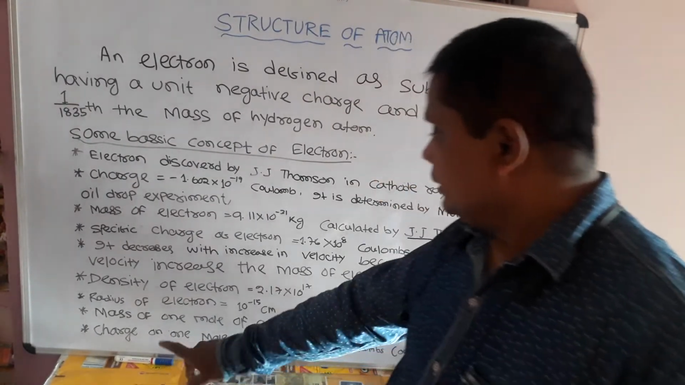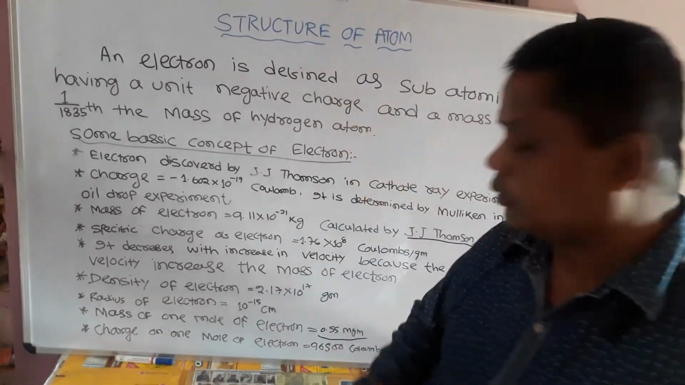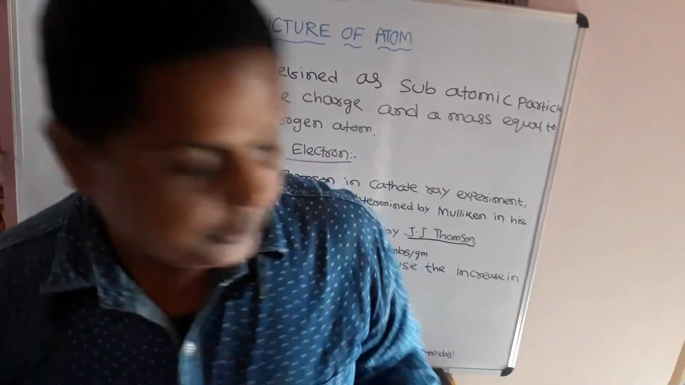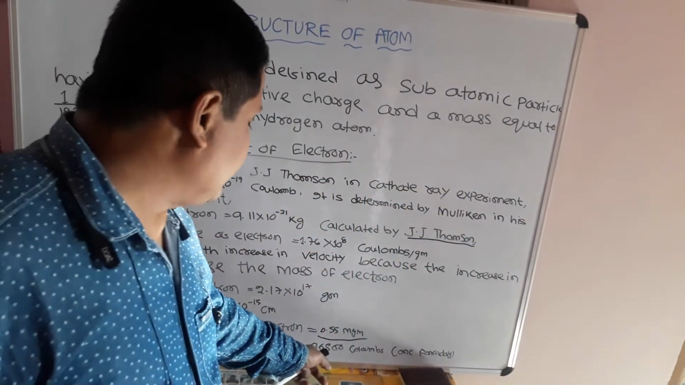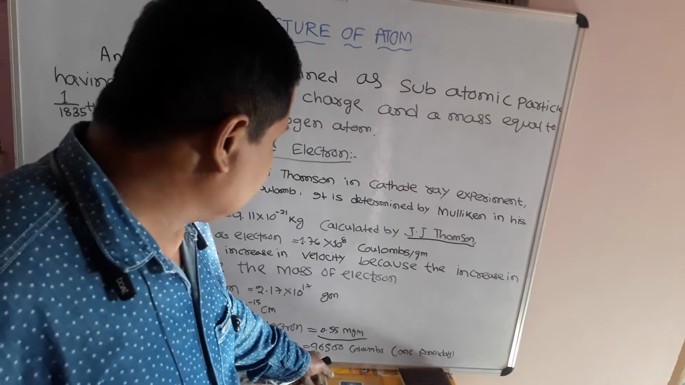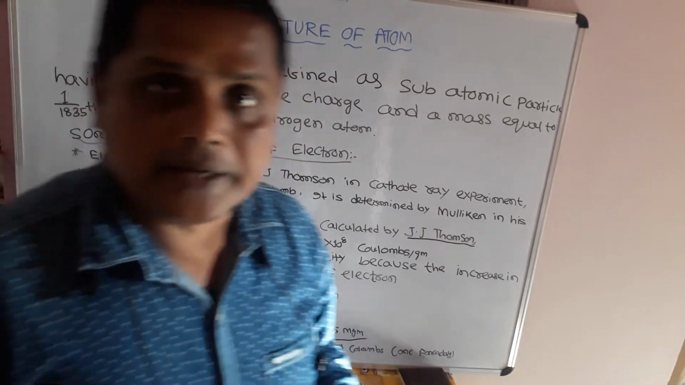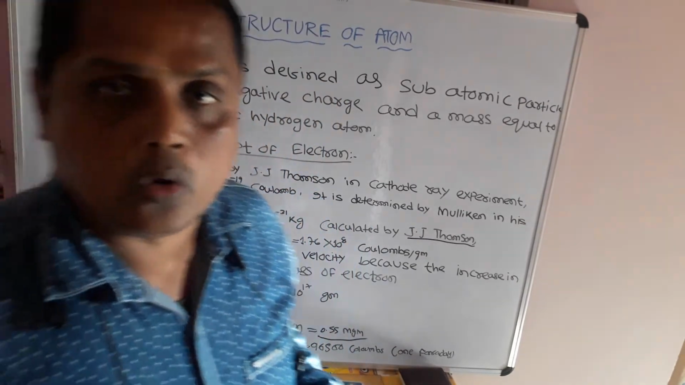Next, charge on 1 mole of electrons equals 96,500 coulombs, or 1 Faraday.